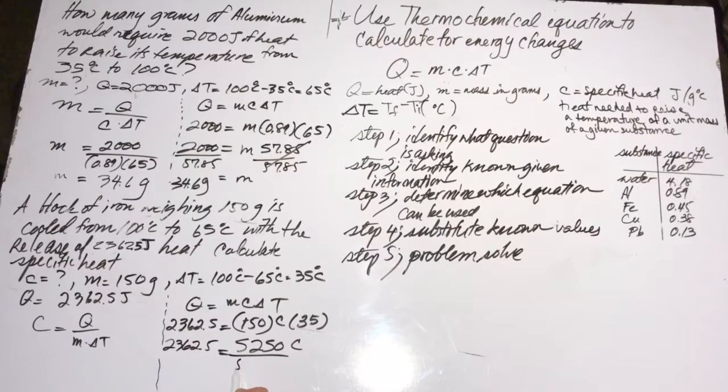So 2362.5 equals 5250 times C. We have to divide both sides by the same amount. One misconception is that sometimes, solving for this one, you divide that one by itself. No, that's not how you do it. You can ask your algebra teacher: you're supposed to divide by whatever the term is in front of your variable. So C is equal to 2362.5 divided by 5250. That should give you exactly 0.45.